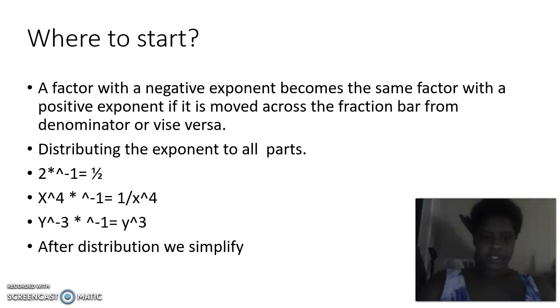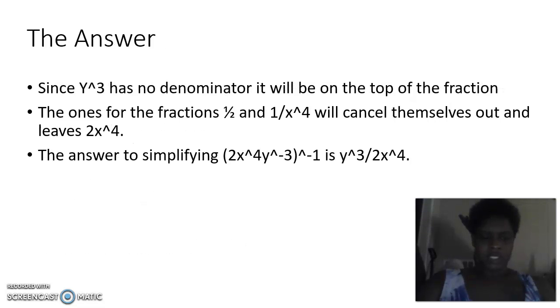And after we distribute, we simplify. And since y to the third has no denominator, it would be on the top of the fraction. And for the ones for the fractions, the half and the 1 over the x to the fourth power, they will cancel themselves out. So it just leaves the 2 with the x to the fourth power.